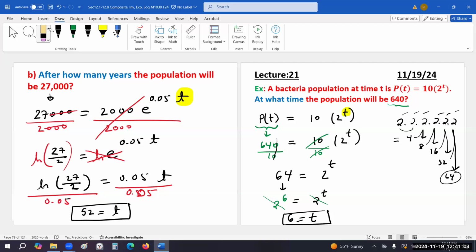The bacteria population at time t. Time t. Time means seconds. So yeah, after 6 seconds, which should be a bacteria.